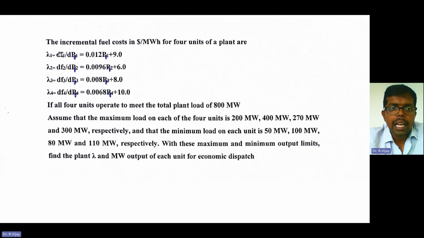So here different lambdas are given. In the problems that we have seen in our previous classes, only one lambda was there. So here 4 lambdas are there. That is lambda 1, lambda 2, lambda 3, and lambda 4. So that is how we are going to solve this problem.